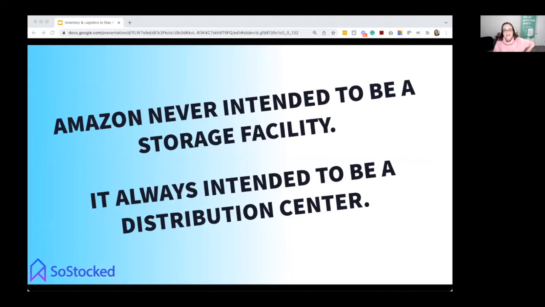They always intended to be a distribution center. And so them implementing these policies is working them more towards their original mission, to take on inventory and distribute it, not to just have a bunch of stuff sitting on shelves. They can't afford to do that.